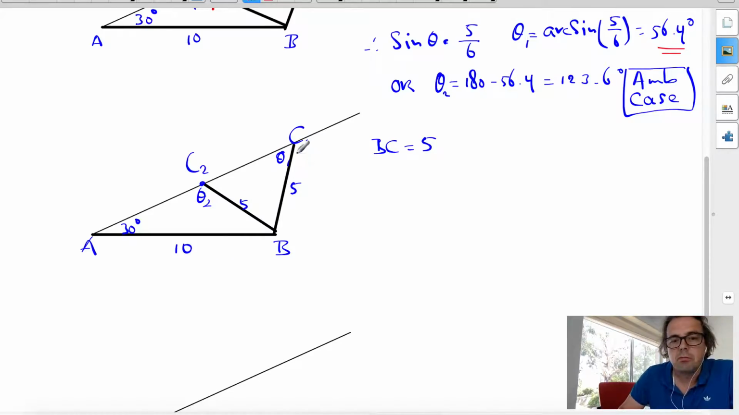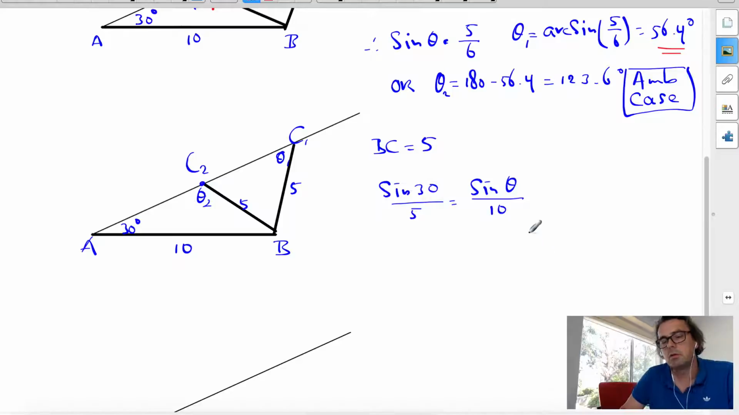So 5 over the sine of 30. I'm going to toss it around. Sine 30 over 5 is the sine of theta 1 or 2 over 10. That's what the sine rule says.